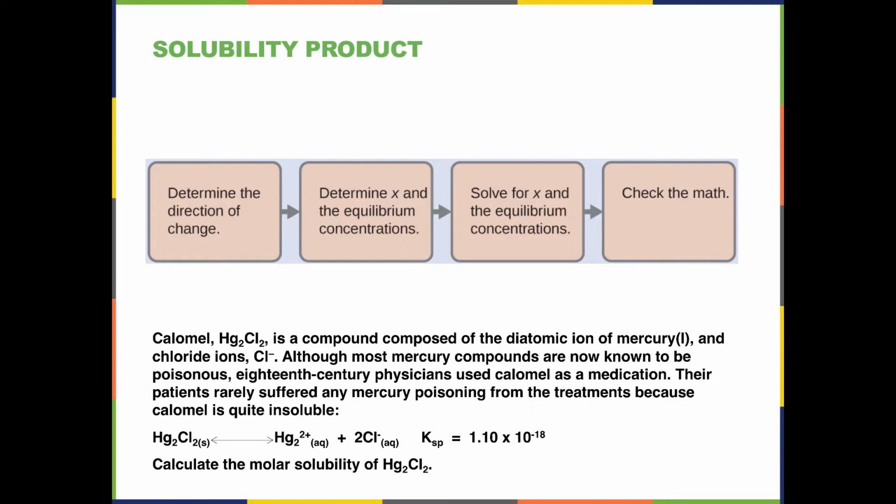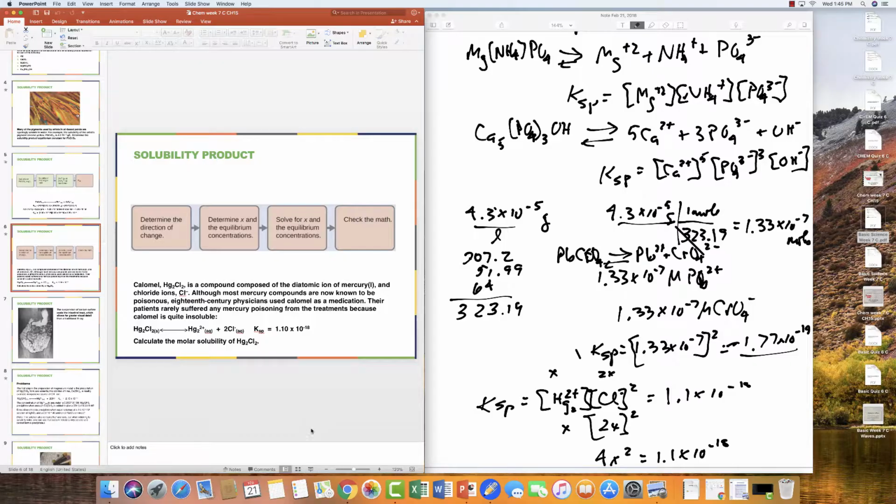Calomel, or diatomic mercury chloride, was used by physicians back in the 17th century as a medication. Now, as you may or may not know, mercury is poisonous. However, patients rarely suffered any problems because calomel was insoluble, with a KSP of 1.1 times 10 to the minus 18 for its solubility product. So what would be the molar solubility of calomel?